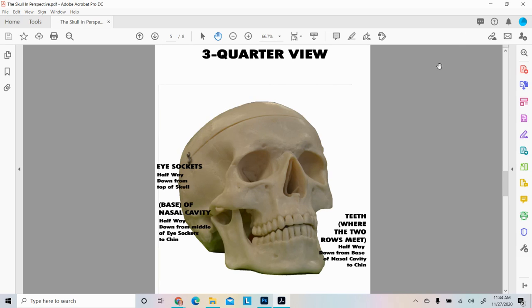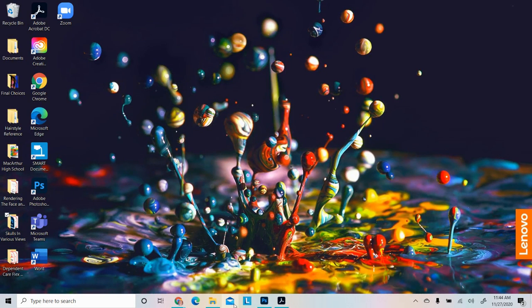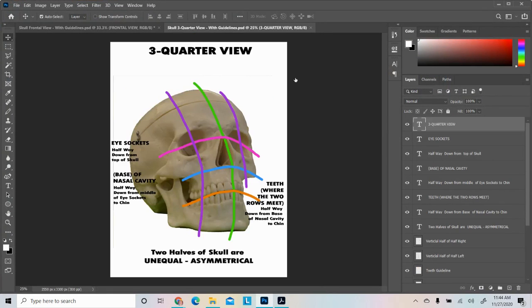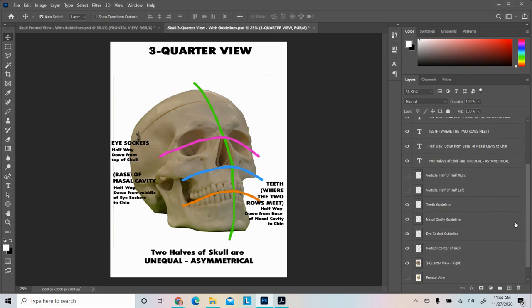But there's a few things that we do need to point out in a 3/4 view that is a bit different from the frontal view. Okay, so let's take a look at the 3/4 view together. Okay, here we go. I'm going to get rid of these lines so we can start fresh.